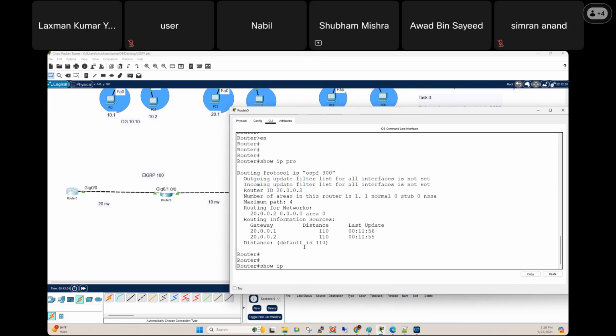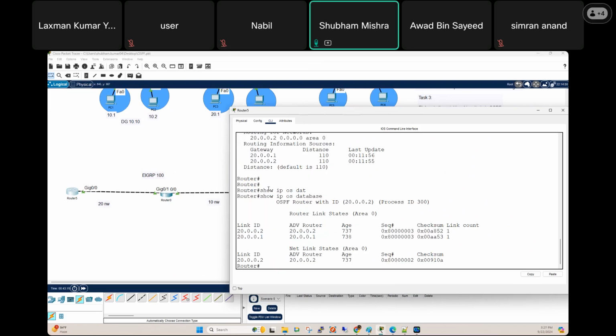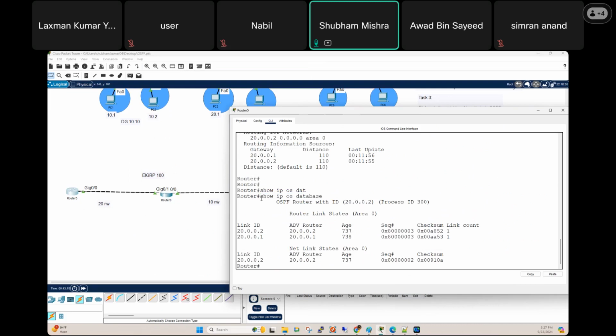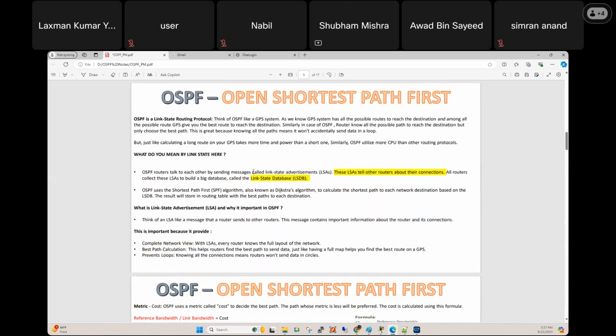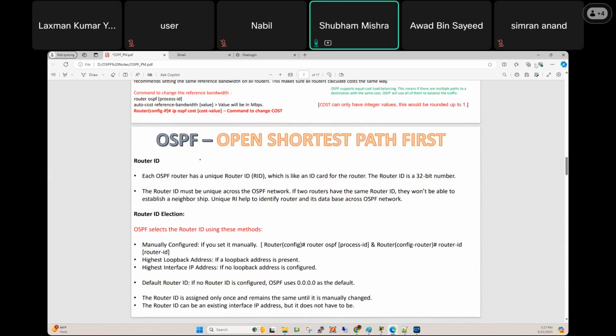Show IP OSPF database. I write this command. So IP OSPF database, what do you mean by this? What is the use of this command? I told you, every router maintains one LSDB. In yesterday's class, I told you. Tell me yes or no. Yes, I told you this. So every router in OSPF maintains one LSDB.